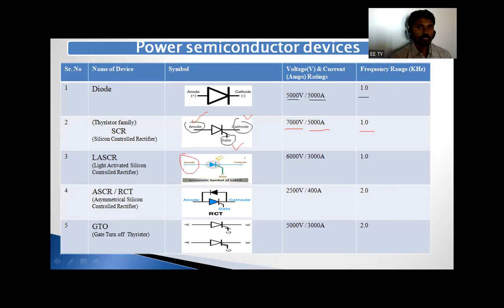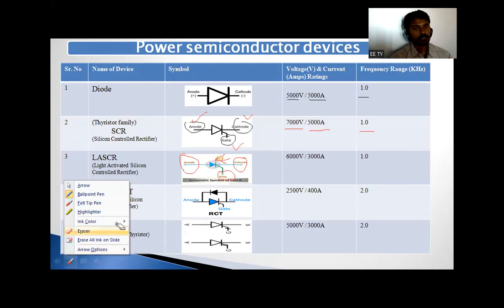Anode, cathode, and gate. It also has the same terminals, but only the symbol is different. What will the symbol be here? Two arrow marks have come. Clear? That will indicate the light. With the help of light, it will turn on, by heating. It has three terminals, anode, cathode, and gate, but the symbol is different.